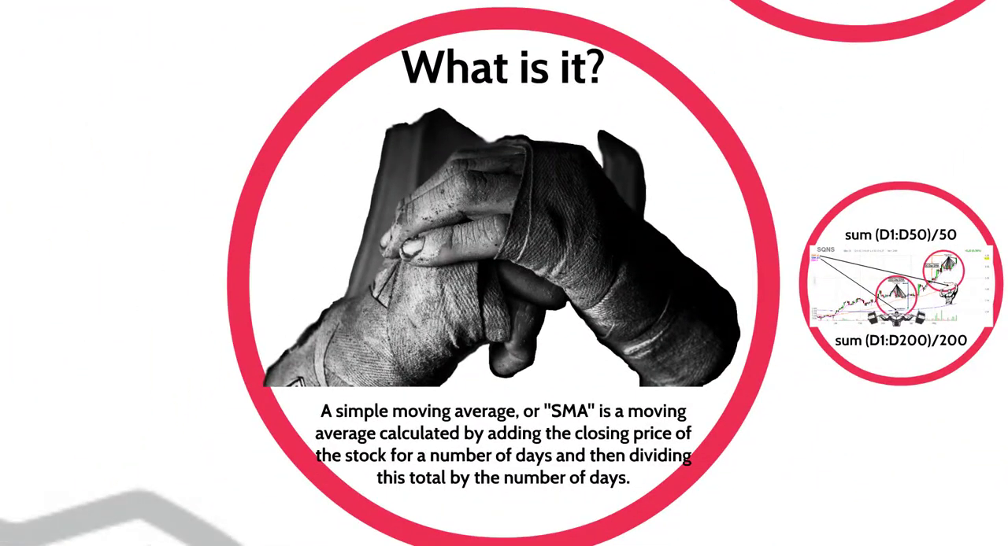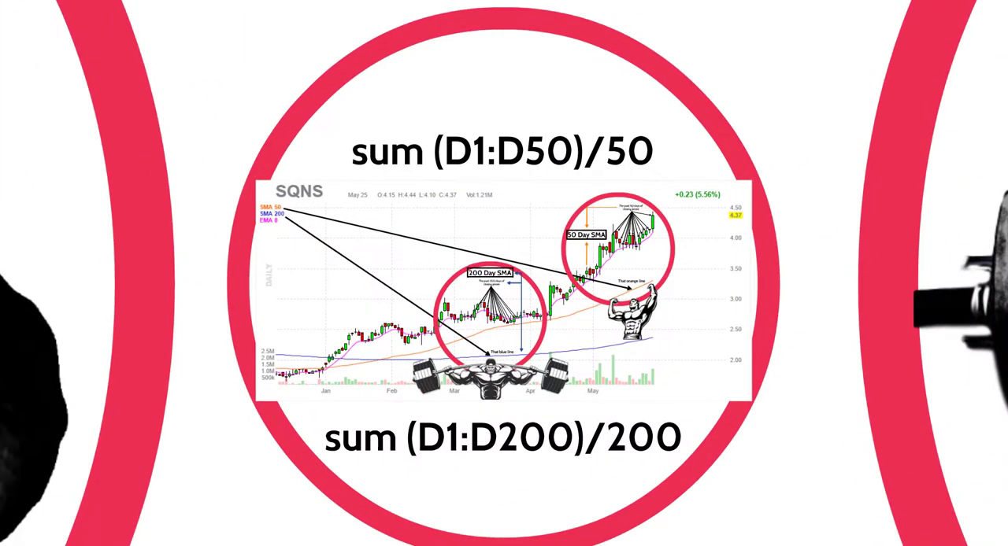So what is it? A simple moving average, or SMA, is a moving average calculated by adding the closing price of a stock for a number of days and then dividing this by the total number of days. For all you Excel geeks out there, I can say that because I'm one too. You've got the sum of day 1 through day 50 divided by 50, and that's really it. For the 200, you've got the sum of day 1 through day 200 divided by 200. And that's how I like to keep things simple.